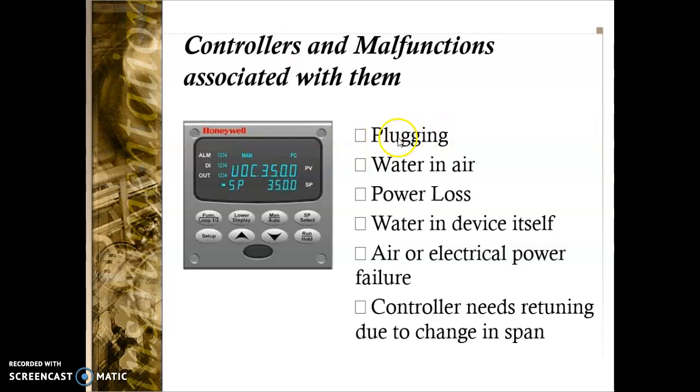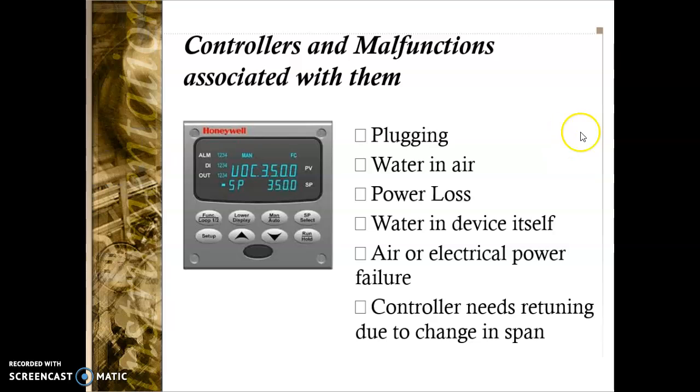Here, you can have plugging. You could have water in the air. Now these should be sealed properly, but again, over time they might just get little cracks, and then their electronics could be messing up a little. You could have a power loss, water in the device itself, air or electrical power failure, and then you may have to retune it. Say you change a pressure transmitter or some other transmitter device. What if it's a quicker response? You got a newer model, so then you have to retune your loops.